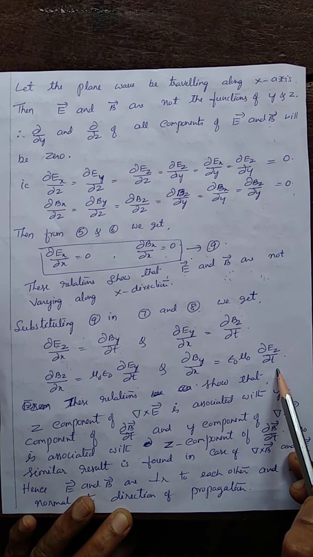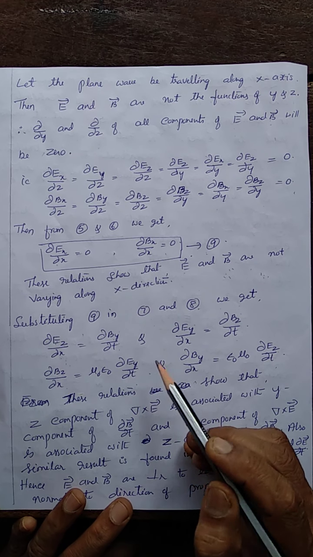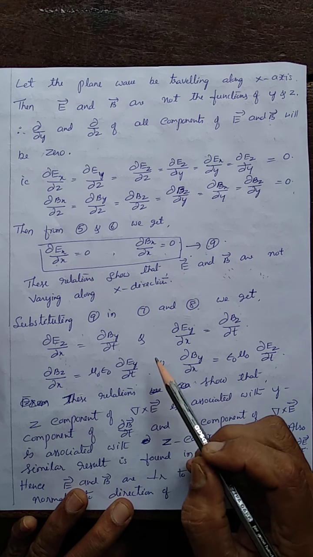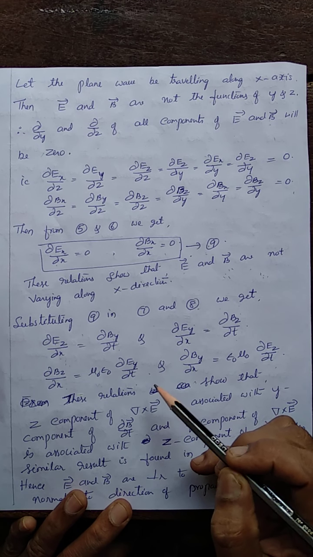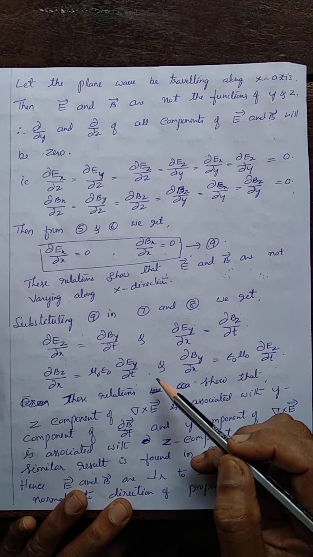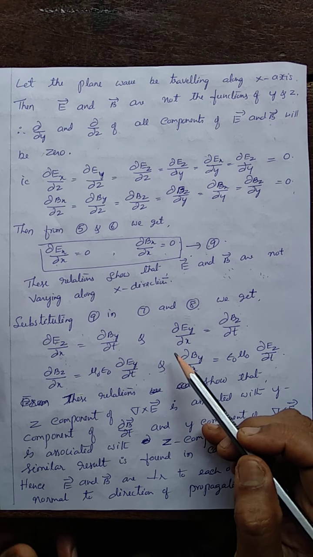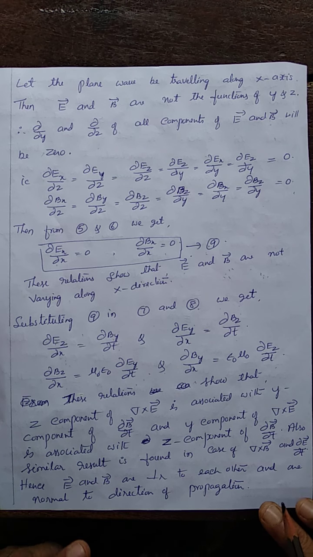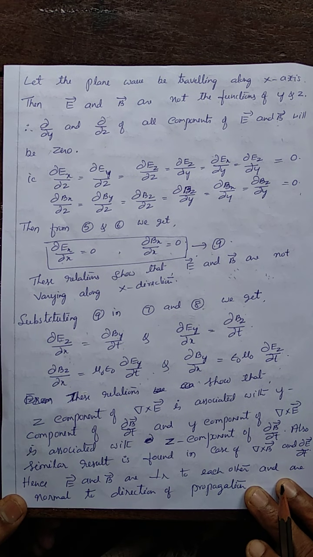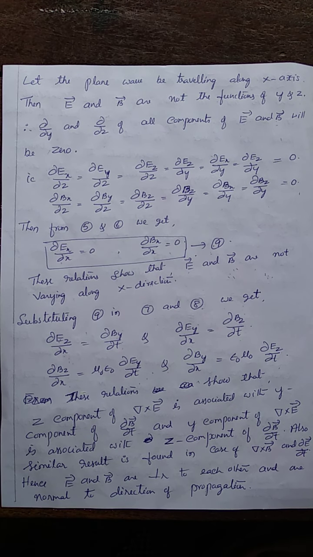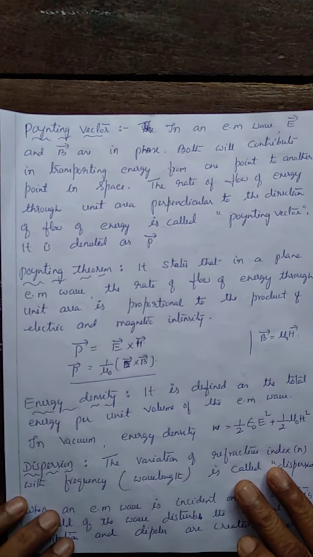What this says, the variations of E and B are along y and z direction, so that the wave propagates along x direction, thereby proving that electromagnetic wave is transverse in nature. This is the proof. Next is Poynting vector.